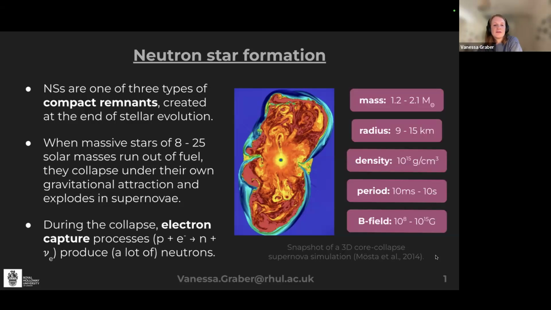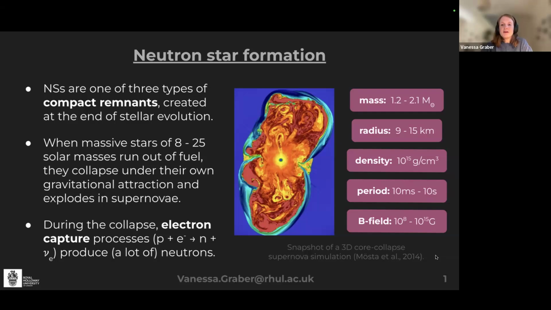During these collapse processes, we have lots of electron capture processes that are essentially producing a lot of neutrons. So this is where the name neutron star is coming from. We have roughly 95% of the neutron star interior made up of neutrons, in addition to a few other particle species that I will mention in a bit.